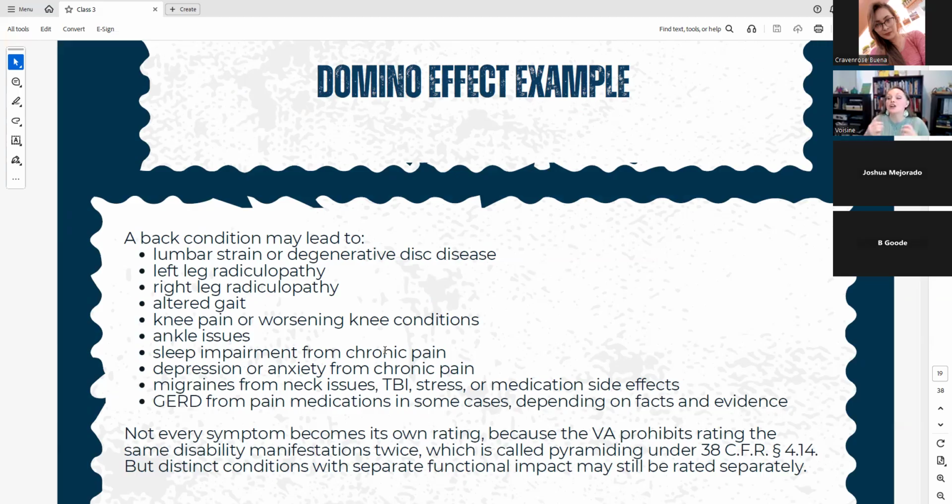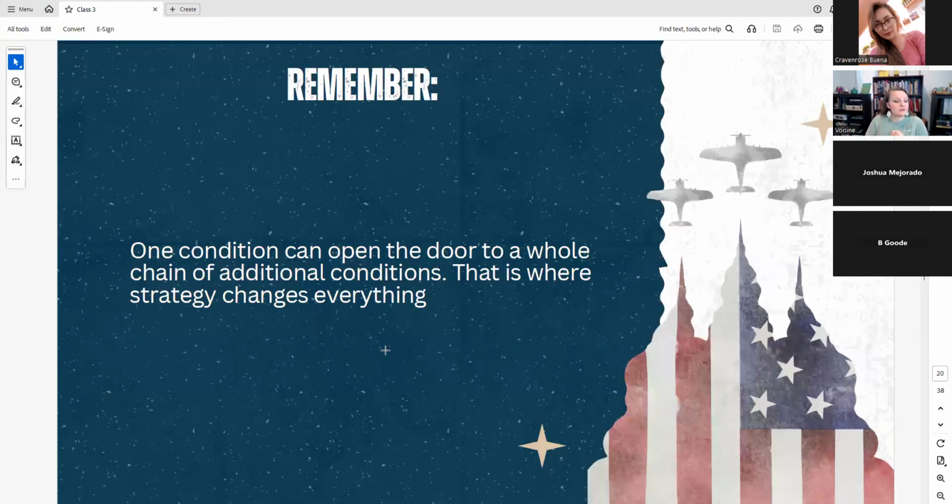And yes, you can claim medication side effects. One of the biggest medication side effects is actually ED for men. So that is also something you can apply for. And then GERD from pain medicines can also happen. This is really important to have when we're looking at secondaries. This is really important to have those nexus statements. It's really important how you talk about those conditions as well. So the biggest thing I want you to take from what we've learned right now is one condition opens a door to a whole chain of additional conditions.